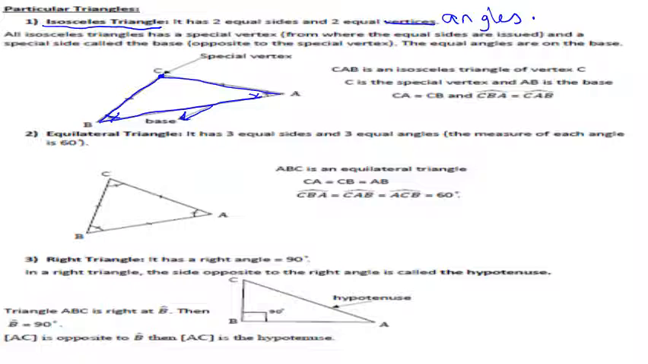Now, the second special triangle is the equilateral triangle. In the equilateral triangle, the three sides are equal and the three angles are equal. Each angle measures 60 degrees. The third special kind of triangle is the right triangle. We call it a right triangle because in it we have a right angle. Here, suppose B is the right angle in this triangle. The side opposite to the right angle, which is AC, we call the hypotenuse of the triangle.